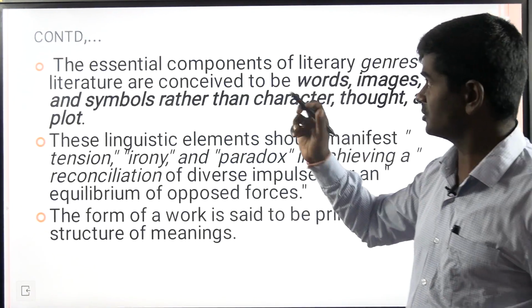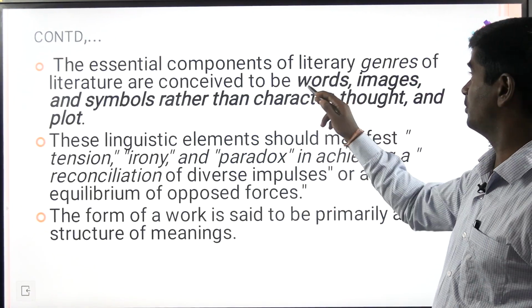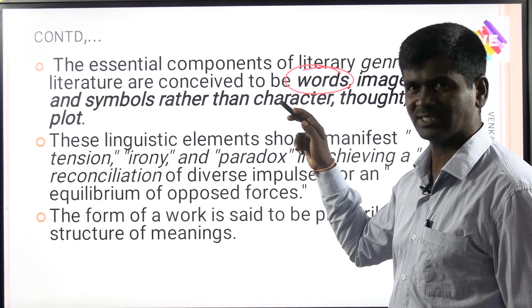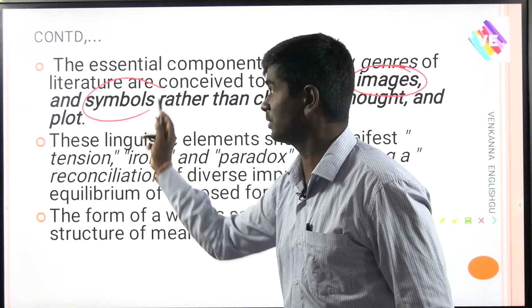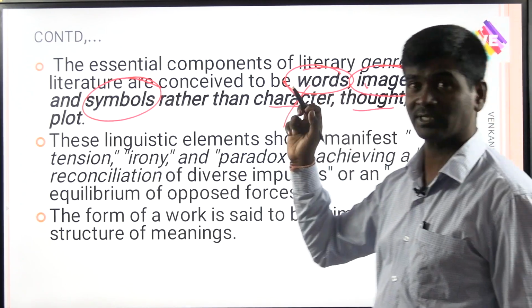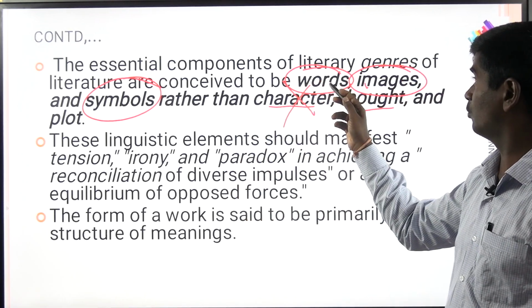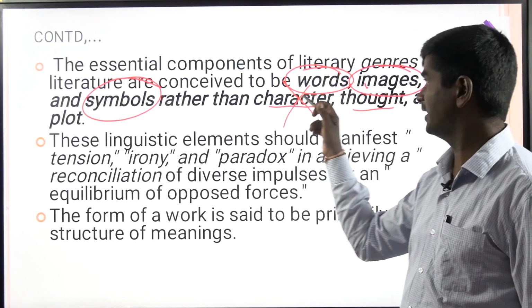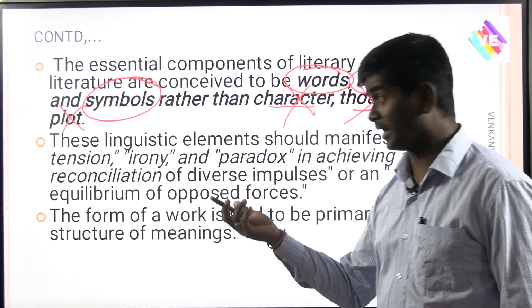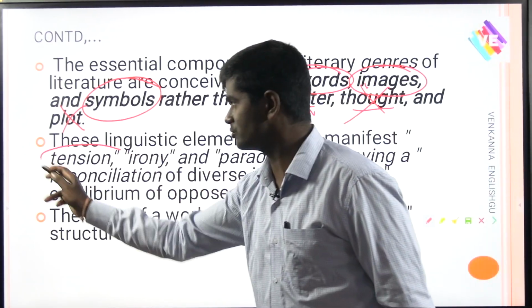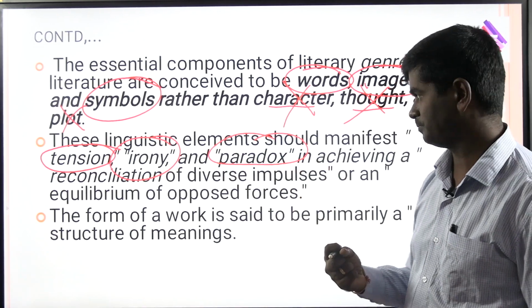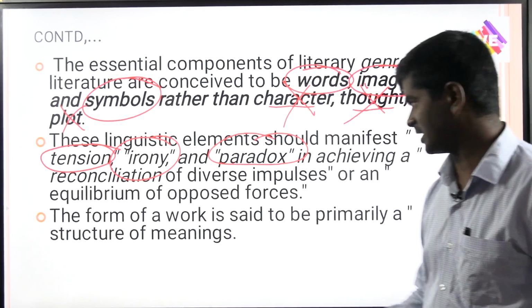Next, you can see that the essential components of literary genres are conceived to be words. This is what I've been talking about. Words are very important. Next, images are very important. Symbols are very important. Not character, thought, and plot. These are irrelevant. Words, images, and symbols are more important than character, thought, or plot, which are irrelevant according to new critics. These critics were linguists, and hence they focused on words like tension, irony, and paradoxes in receiving the meaning of a poem, and various other aspects.